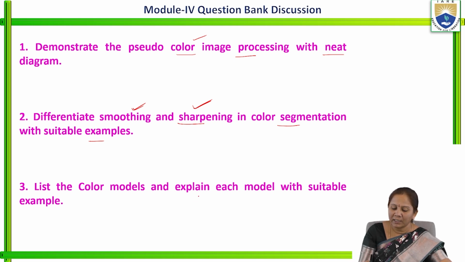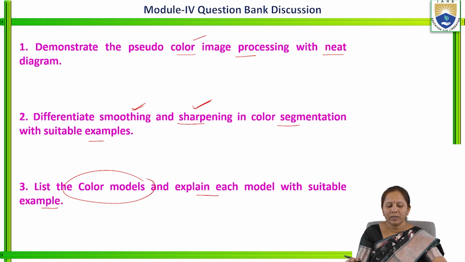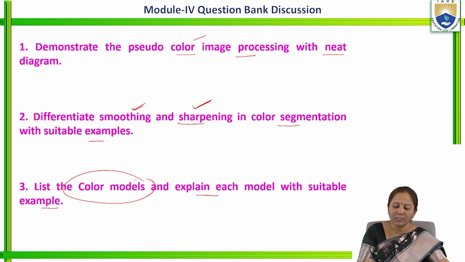And next, list the color models and explain each color model with a suitable example. We have discussed different types of color models like the RGB color model, CMY, CMYK, and another one HSI, YUV, YCbCr. All these color models we have discussed. Now we have to explain those color models here by taking some examples.